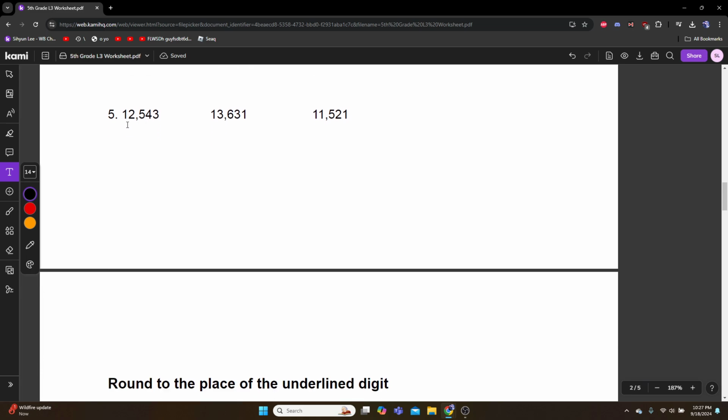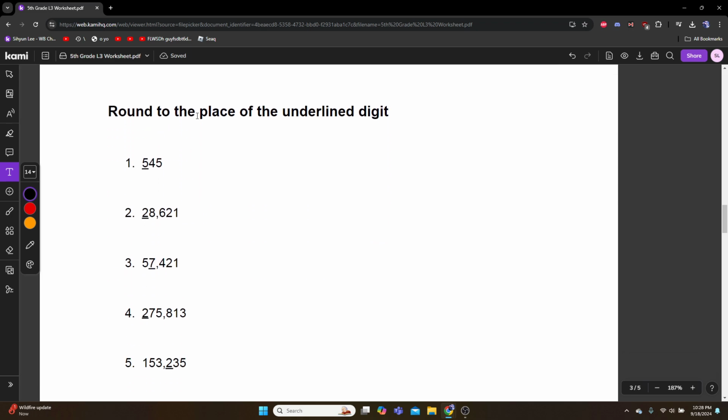Once again, they're all in the 10,000s, so we look at the first number, 1, 1, 1, 2, 3, 1. So we know to put this in order, 13,631, 12,543, 11,521.